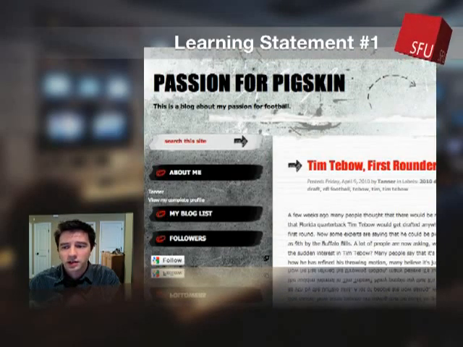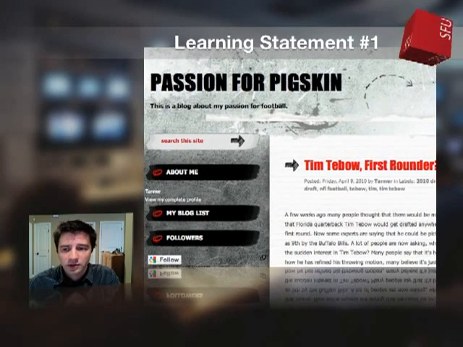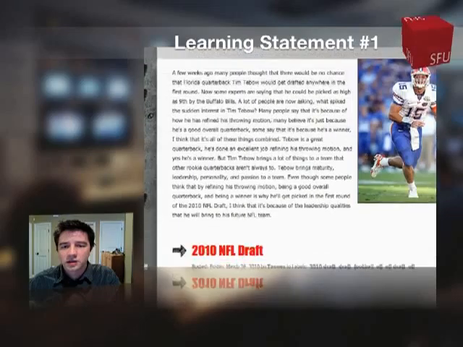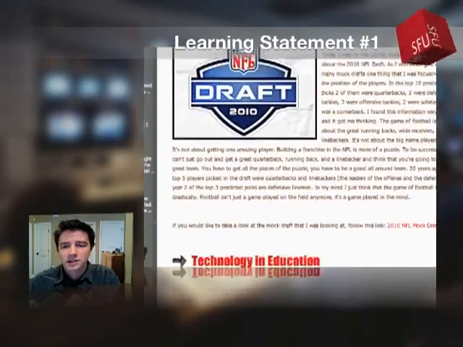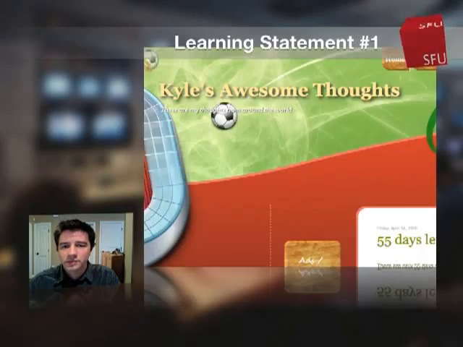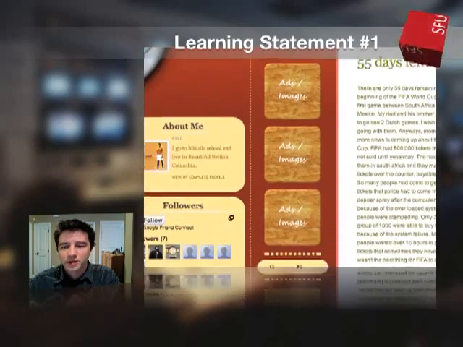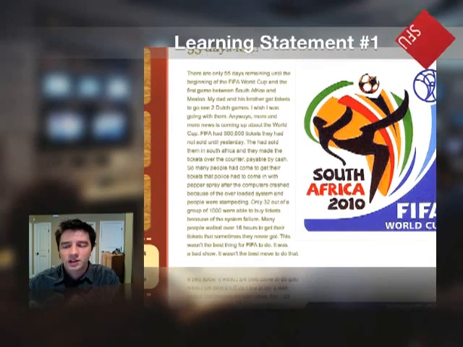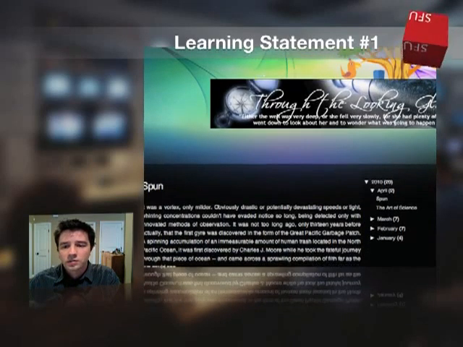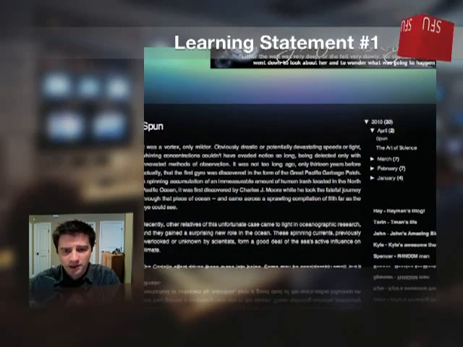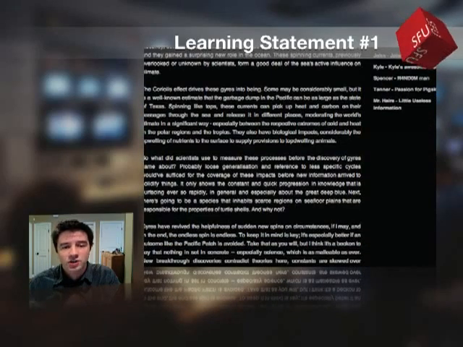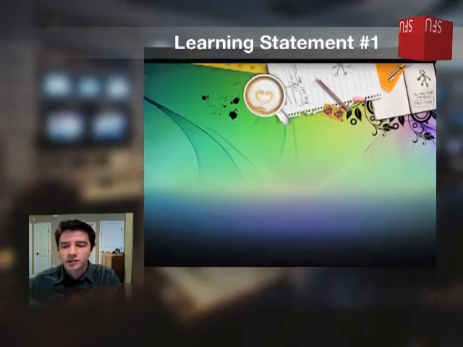So let's take a look at Tanner's blog. It is about football, and that's his passion. And you can see the different things he's added that he's blogged about. We went over all these things in class. Kyle's blog is based on soccer, and he's tracking the FIFA World Cup. And then there is Noah, who's a really brilliant kid and was looking at science and art as his passion, and how those two things intersect.